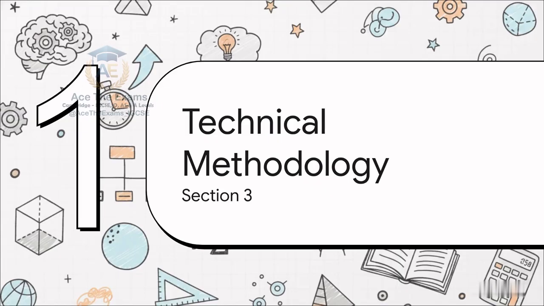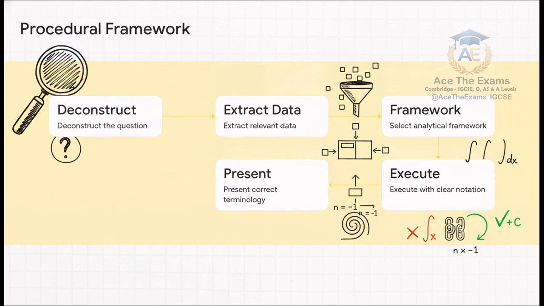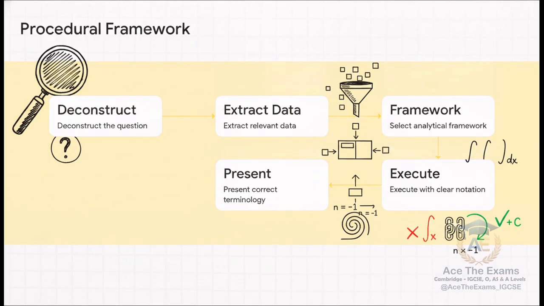Let's transition over to Section 3, Technical Methodology. This is the transformation phase. This is where we take the red marks that Alex and Sam got and we turn them into brilliant, point-scoring green check marks. But to do this, we must follow a strictly standardized procedural framework. You literally cannot just wing it on exam day.